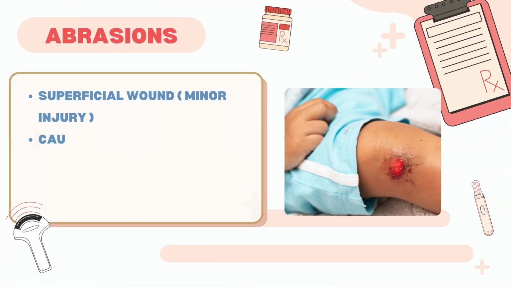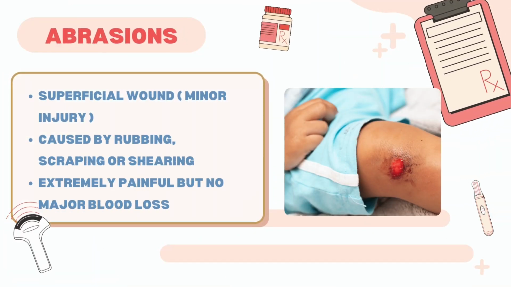First type of wound that I'm going to explain is abrasions. Abrasions are superficial wounds, which means that it is a type of minor injury. It is often caused by rubbing, scraping, or shearing of the affected area. It is extremely painful, but no major blood loss is involved.